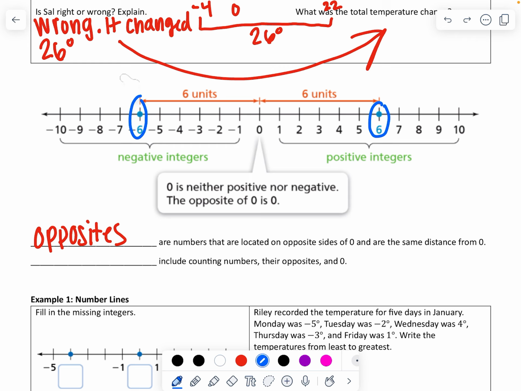Okay? So then +10 and -10 would be opposites. +1 and -1 would be opposites. It's any numbers that are located on opposite sides of 0 and are the same distance from 0.